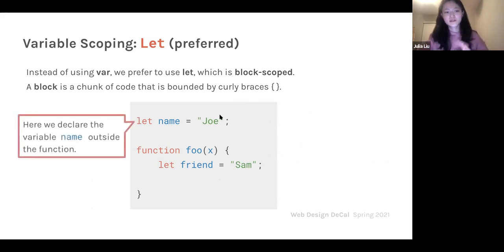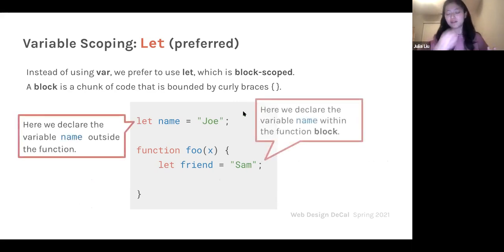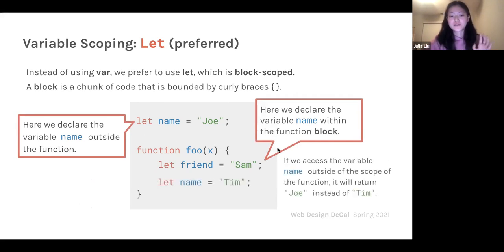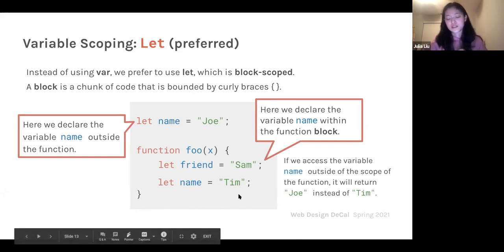Let me just quickly go over this, because variable scoping is a little more complex, and I think most of this stuff you haven't seen before, so I don't want to go too much into detail about it. The short way to explain this is that, similar to what we did before, except replacing all of the vars with lets, if we access the variable name outside of the scope of the function, it will return Joe instead of Tim. So this name only exists within the function scope, and the global one will stay the same as Joe instead of changing to Tim.